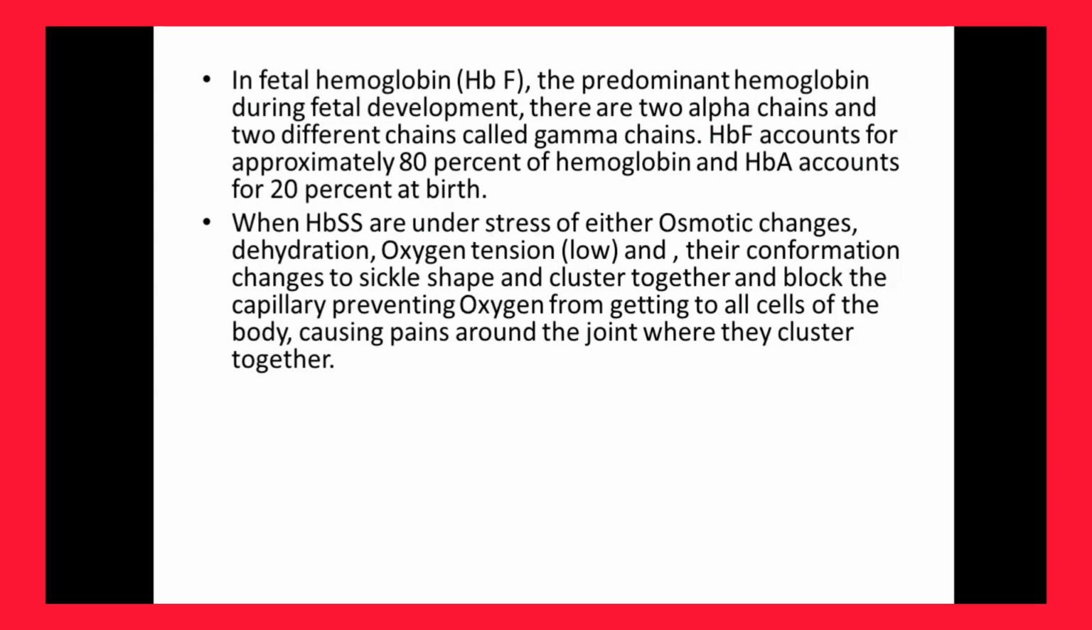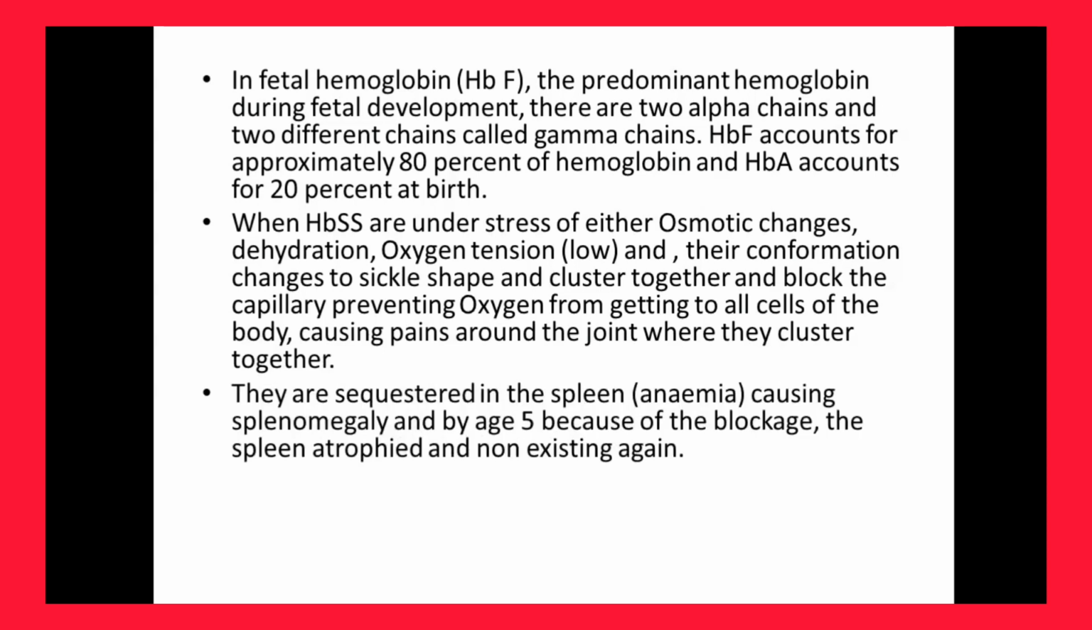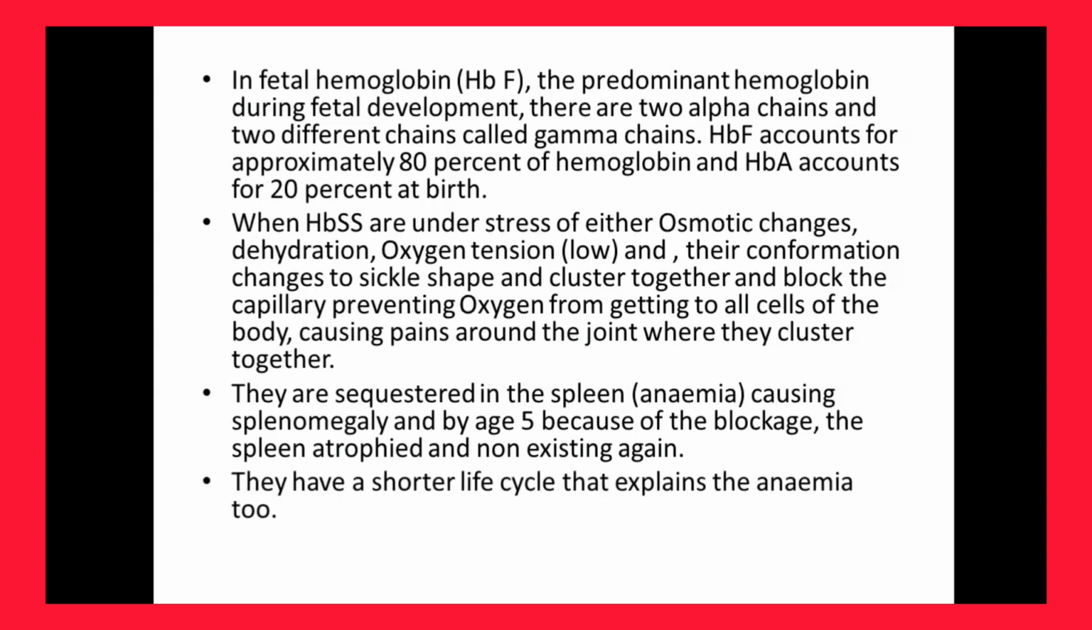When sickle cells are under stress, such as osmotic changes, dehydration, or low oxygen tension, their conformation changes to a sickle shape and they cluster together and block the capillary, preventing oxygen from getting to other parts. They are sequestered in the spleen, causing anemia and splenomegaly, and by age 5, because of the blockage, the spleen atrophies and is non-existing again. You cannot see them.